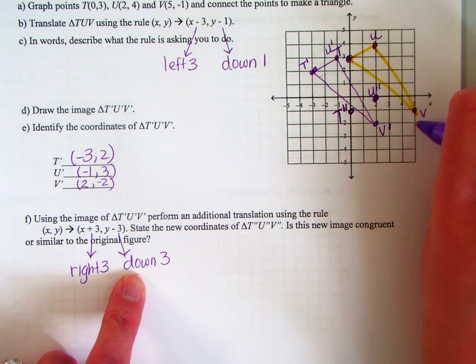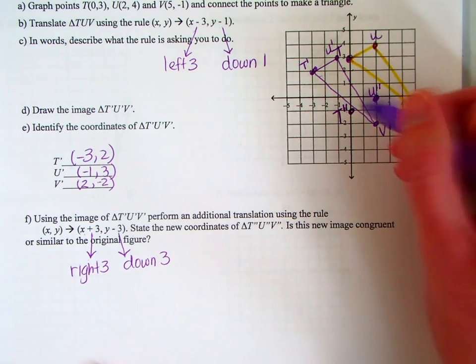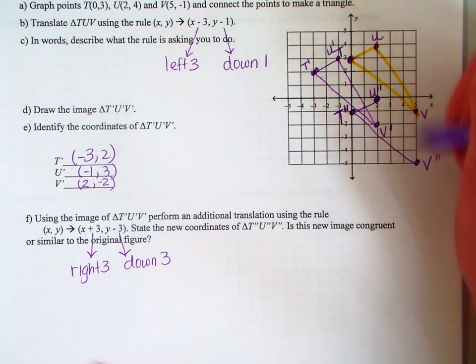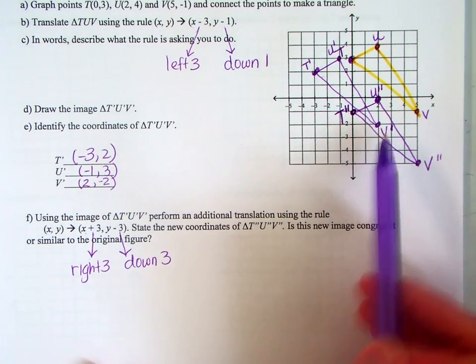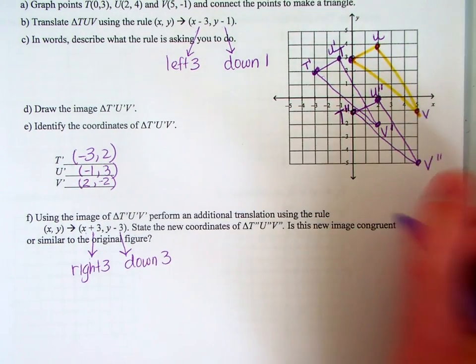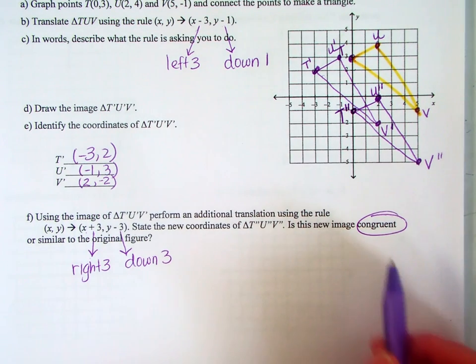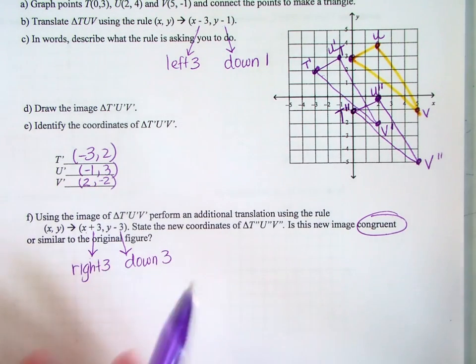Okay, and we can connect those. And notice it's still the same triangle. They kind of overlap here. Another congruent triangle. Okay, so all of them are congruent. We're just sliding the original triangle, and that is what's called the translation.